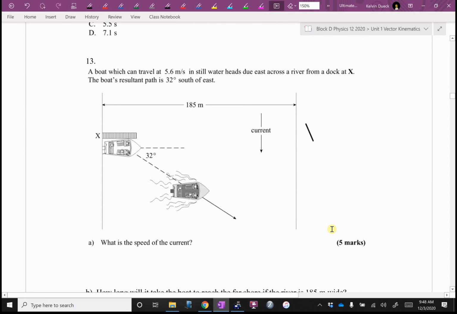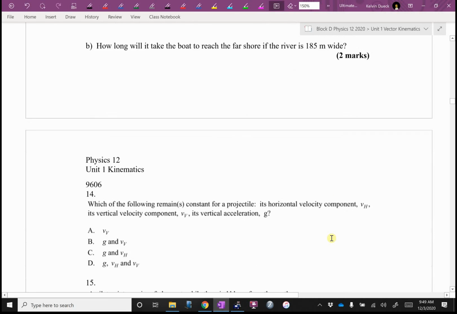I like number 13. Here's a nice boat river question or airplane. I'll be more specific. Your test is going to have 4 written questions. One is going to be either airplane in a crosswind or boat river. One is going to be cliff at an angle. One is going to be ground at an angle. One is going to be horizontally from a cliff. So I like number 13.